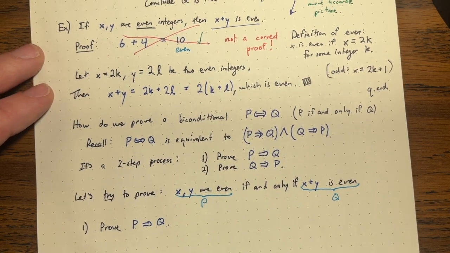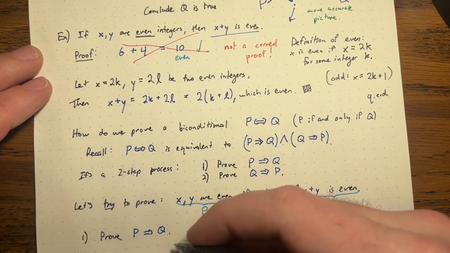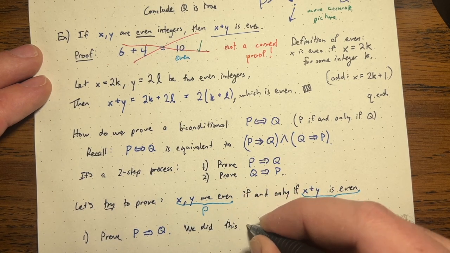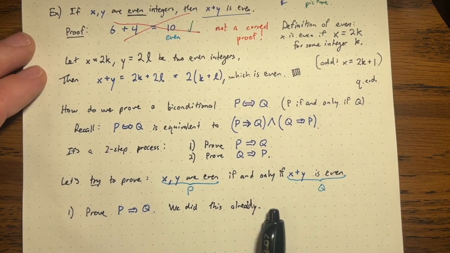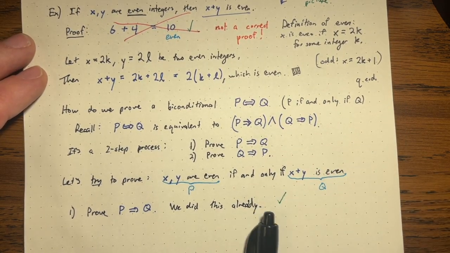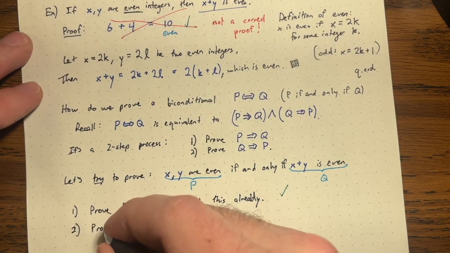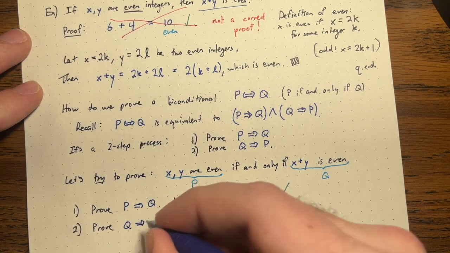Well, that sounds familiar, right? That's what we just did. Done. We did this already. So that's done. Okay, so let's do the second half. For the biconditional, we need to also prove that Q implies P.